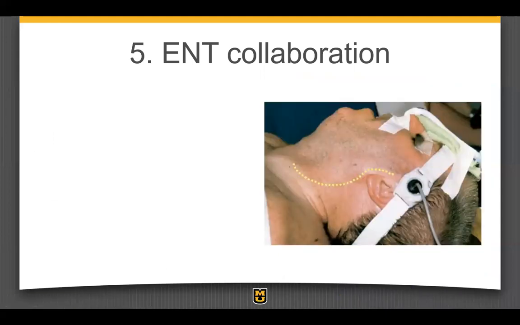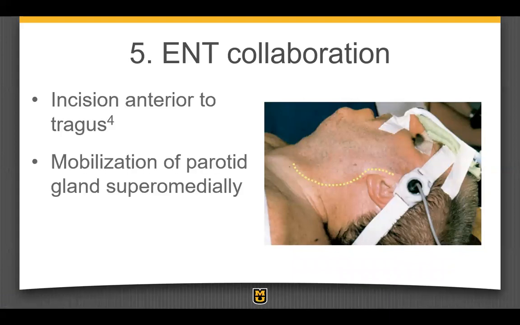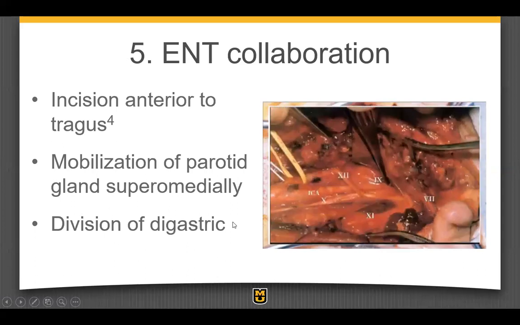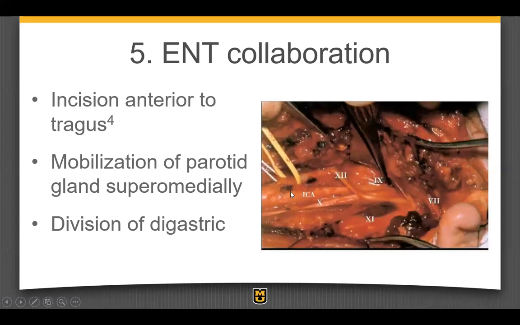This is a much more aggressive approach. This is where one comes anterior to the tragus and obviously requires, again, ENT collaboration because we're not often in this region. One needs to be concerned about the parotid gland and have the colleagues mobilize this superiomedially so that the posterior belly of digastric is available. Once this has been divided, then this really gives you excellent access to the distal internal carotid artery, and now the operation can proceed.